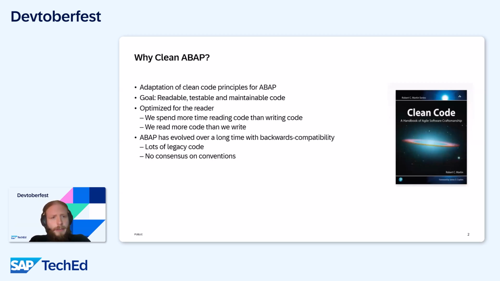The goal is, as in every language, to write readable, testable, and maintainable code. So code that not only is functionally correct, but that can be easily maintained by developers, where developers actually communicate the intent of the code to each other by the way they write it. And it's mainly optimized for the reader. Why is that? Because we spend more time reading code than writing code in the usual case.